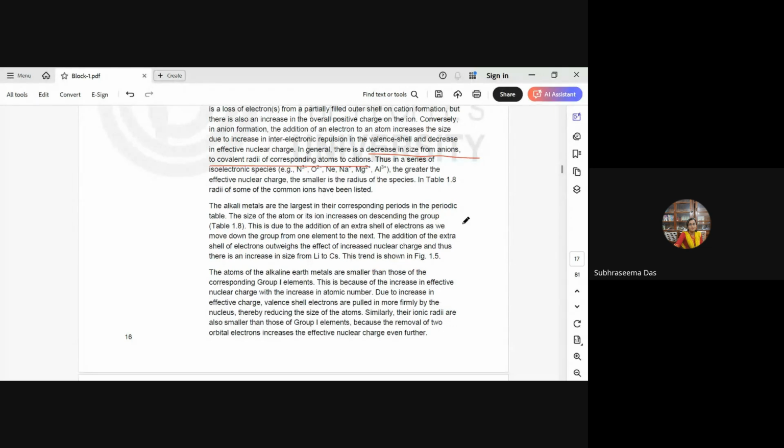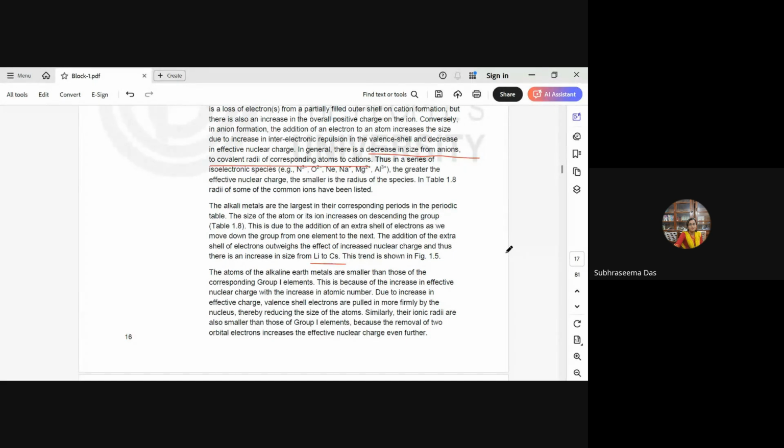This is because there is an addition of an extra orbital as we move down the group. The presence of this extra shell of electrons increases the size. Particularly, for the group 1 elements, the size increases, and this has been particularly marked for group 1 and group 2 elements.